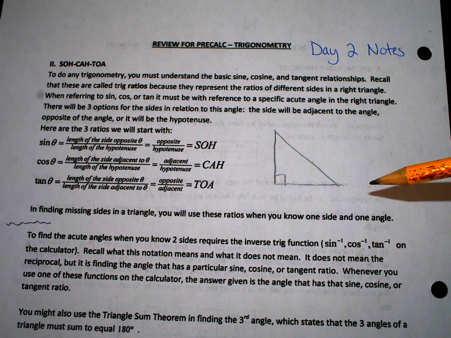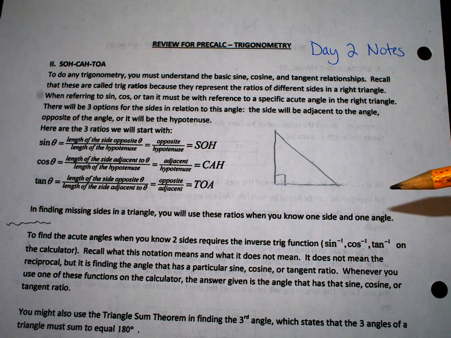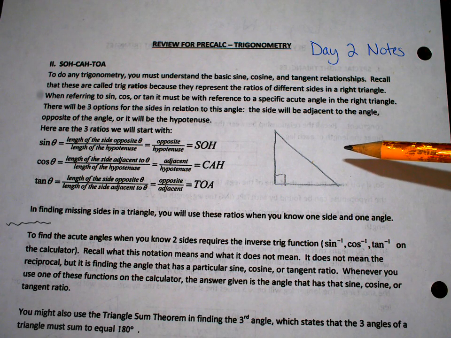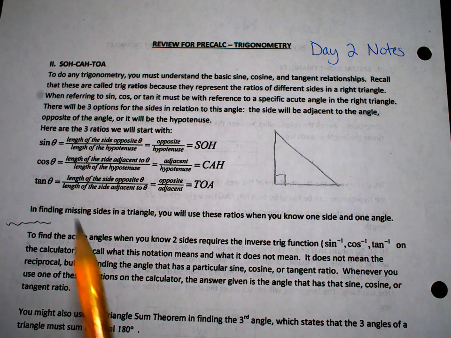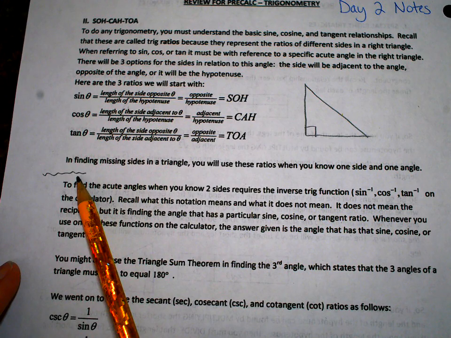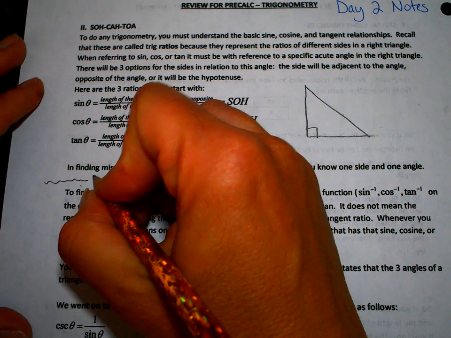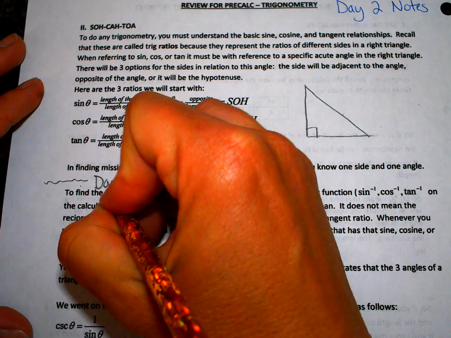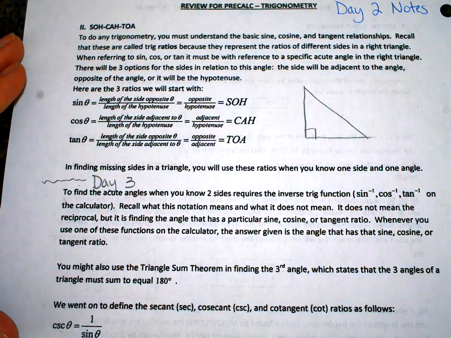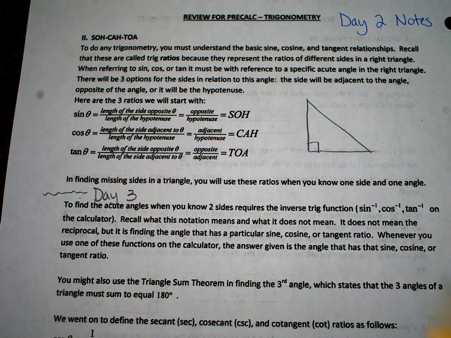Okay, anyways, we're comparing the sides. So if I want to know the relationship between a triangle, I can use trigonometry to talk about how the sides relate to each other. Today, we're just going to talk about the sides. Tomorrow, starting here in our notes, we're going to talk about the angles. So this is actually going to be day 3 right here. Okay. So, all right, here we go.